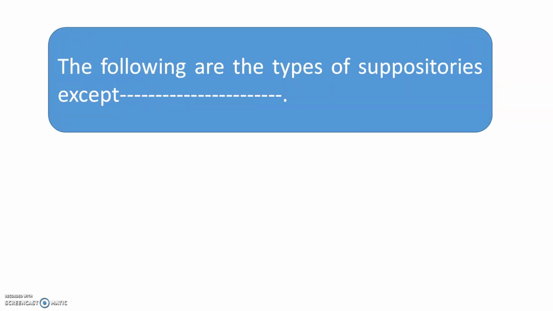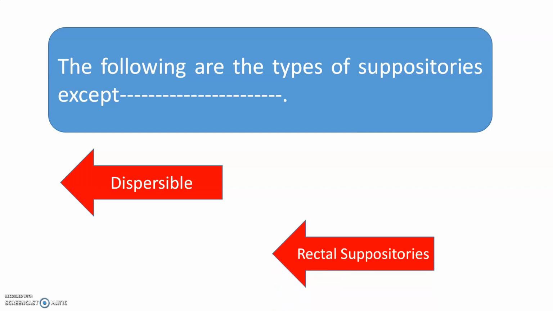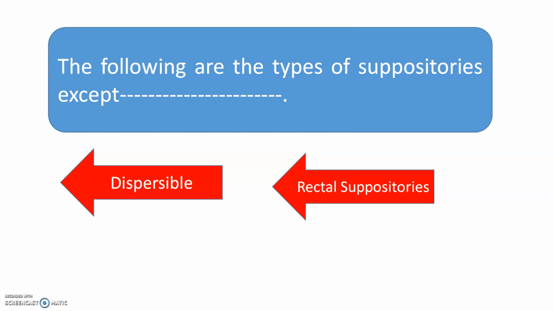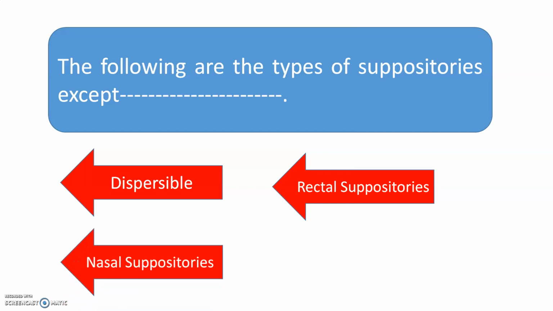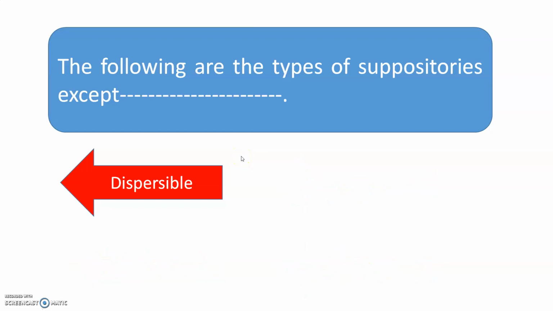The following are the types of suppositories except. So you have to find out the types of suppositories except. The options are dispersible, rectal suppositories, nasal suppositories, or ear cones. And the correct option is, all the options are types of suppositories except dispersible suppositories. So this is not a type of suppository.